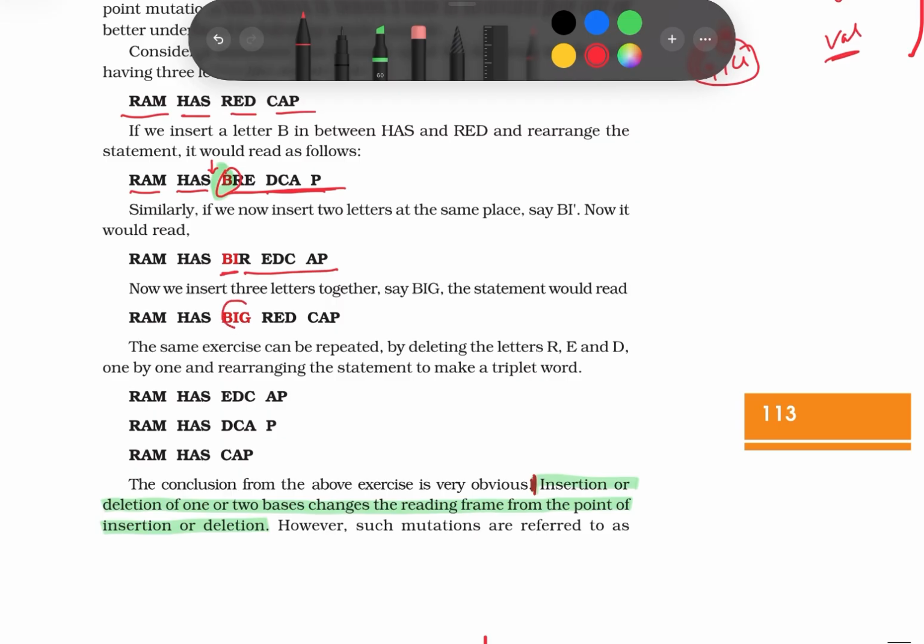At a time, if we insert 3 letters, after the point of that insertion or deletion, the reading frame is the same. Before also it is "red cap," now also it is "red cap." That's it.